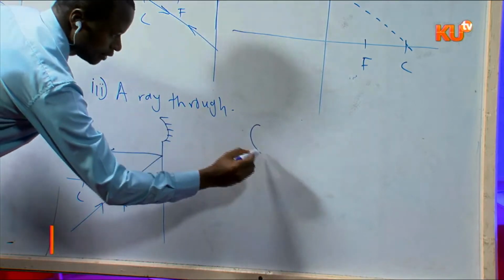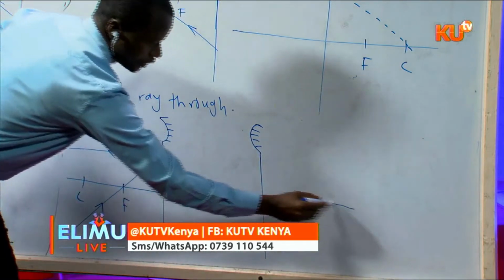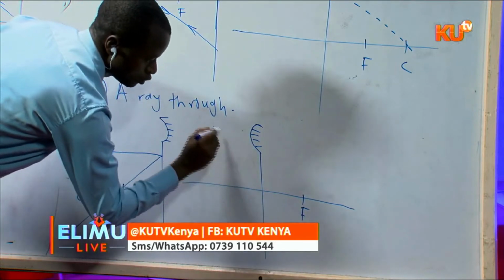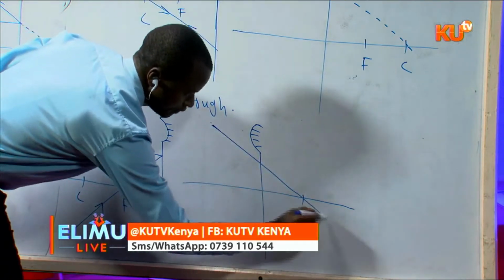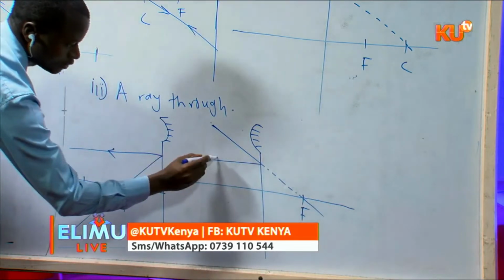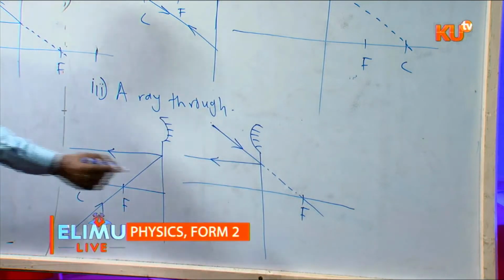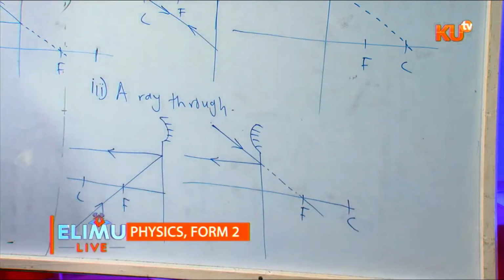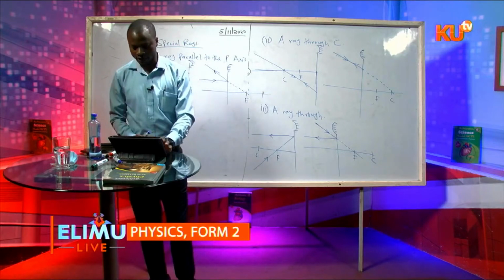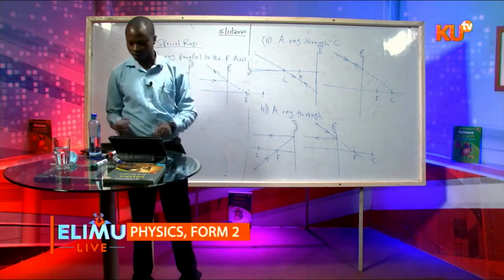Then for a convex mirror, the same thing, our F is somewhere here. So a ray appearing to go through F like that, this one should be dotted, will be produced parallel to the principal axis, like that. That's very important. So we have some C somewhere there, like that. So these three rays, when we'll be doing ray diagrams, location of images using those ray diagrams, we shall be using any two of these rays.